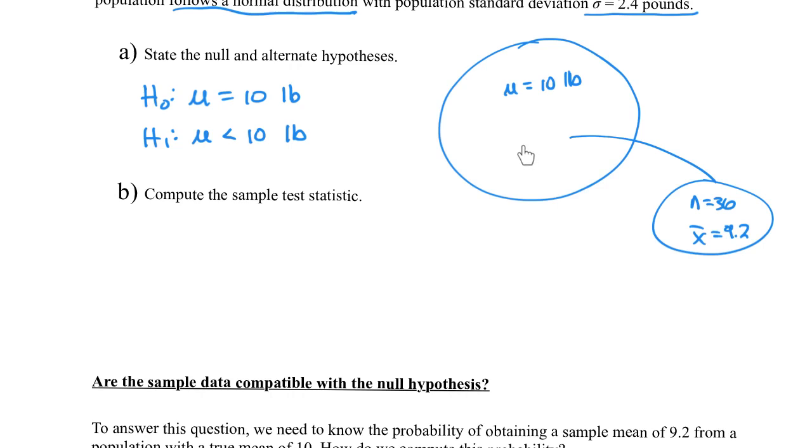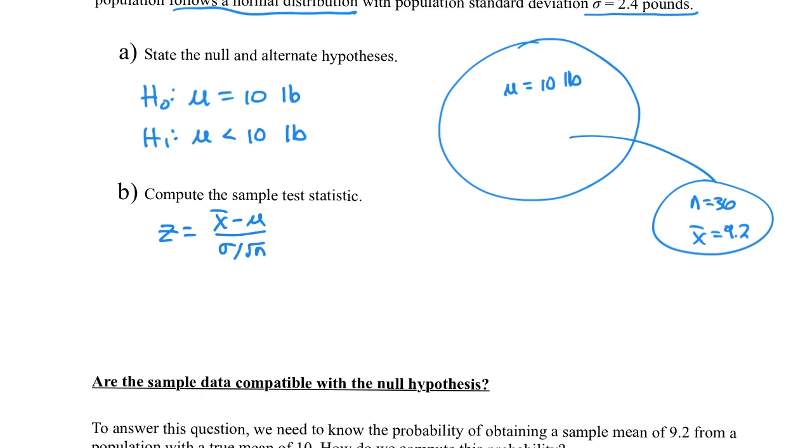And so we want to compute the sample test statistic, because we're basically going to figure out how likely are we to get this sample if this is really true. Or in other words, what's the probability of getting this sample if this is really true? So to compute the sample test statistic, or the z-score of that, we just use our formula we've been using quite a bit.